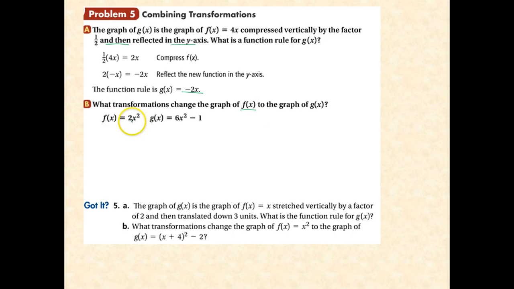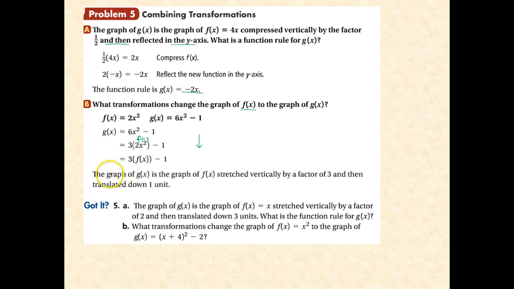Okay, so let's see. How do we get from 2x squared to 6x squared minus 1? Well, it is 3 times 2x squared, minus 1, right? So this is our f of x. So we're multiplying it by 3, which is a vertical stretch. And then we're subtracting 1, which is a vertical shift down. So the graph of g of x is f of x stretched vertically by a factor of 3, then translated down 1 unit. All right, why don't you pause and see if you got it?